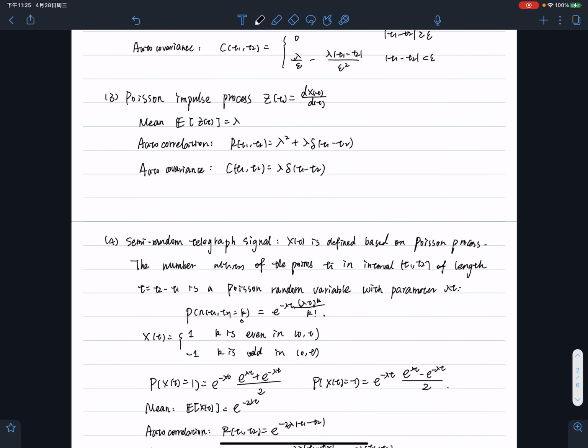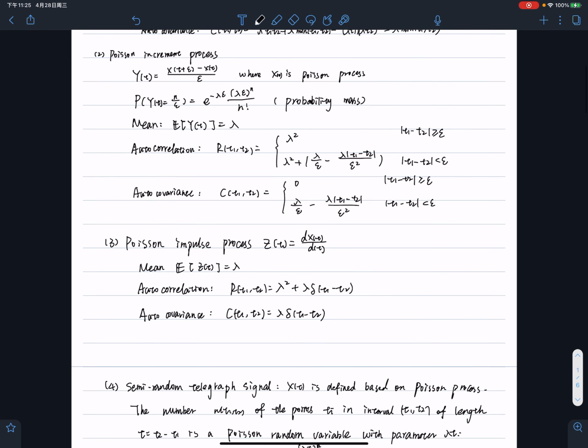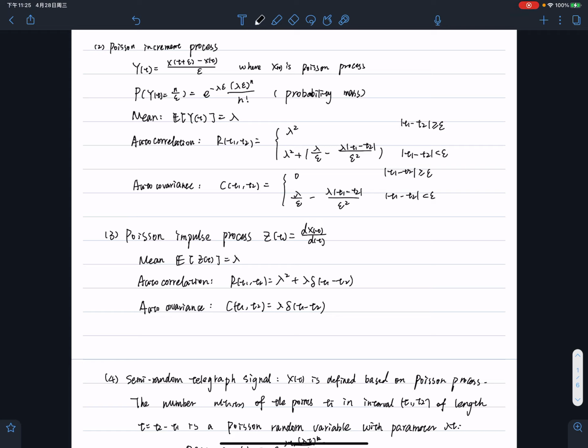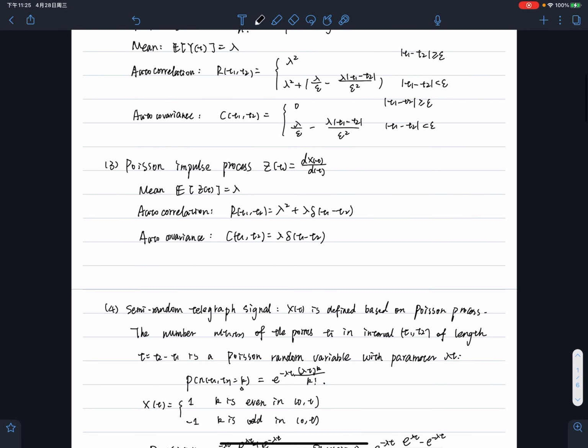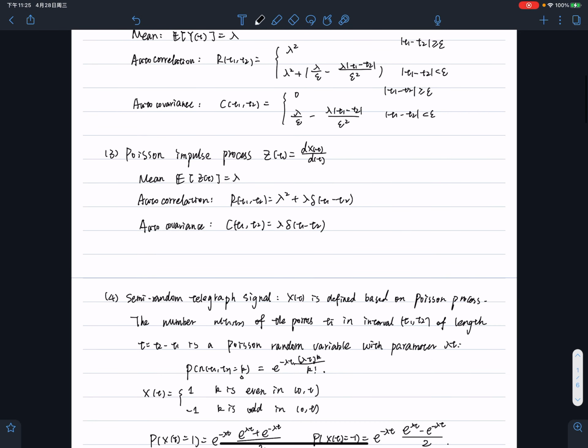Now, what is the Poisson impulse process? It comes from the Poisson increment process. So look at this formula. If we let epsilon tend to 0, then it is exactly the Poisson impulse process. The mean is lambda, and the autocorrelation and autocovariance are shown here.